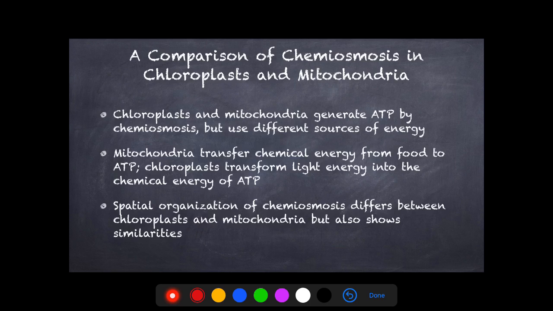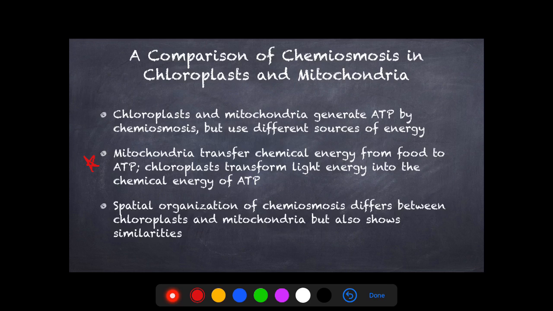Okay, so chloroplasts and mitochondria both use something called chemiosmosis to make ATP. That is one of the main ways that they function in order to create energy, even though they could use different sources of energy for this to happen. Mitochondria transfer chemical energy from the food that we eat. So they take the sugar, break it down from the food that we eat in order to make ATP. Chloroplasts take light energy from the sun and transfer it into chemical energy, also known as sugar, and then that's how they also make ATP.